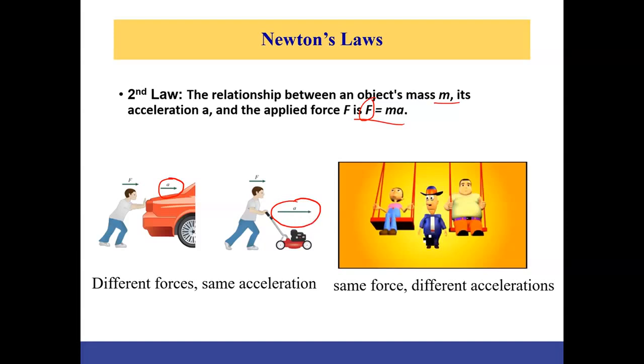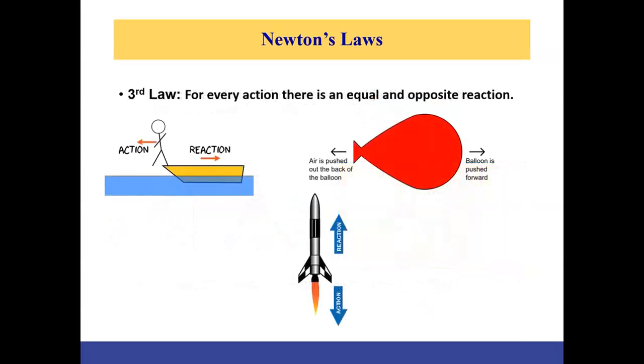In other words, if you would like to have the same acceleration for two different objects, a lightweight object and a heavyweight object, then we need to apply different values of force. We need to apply a smaller force for the lightweight object, but a high force for the heavyweight object, to have the same acceleration. So that is Newton's second law of motion.